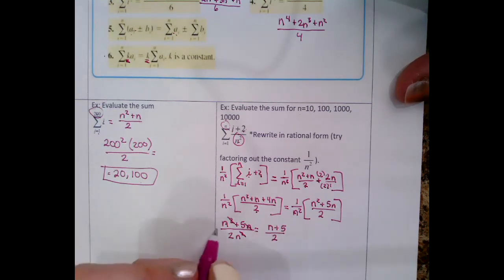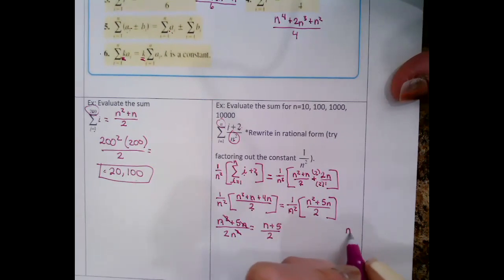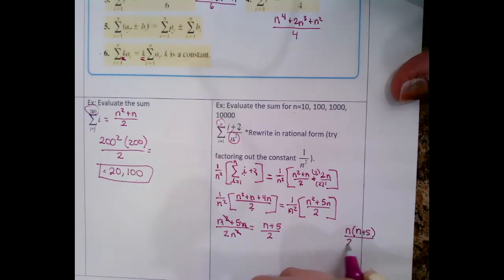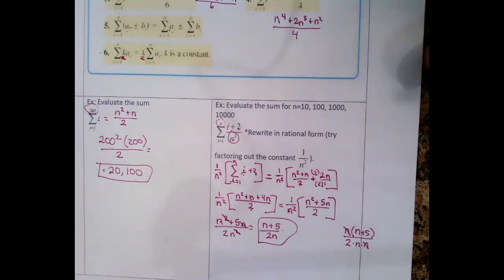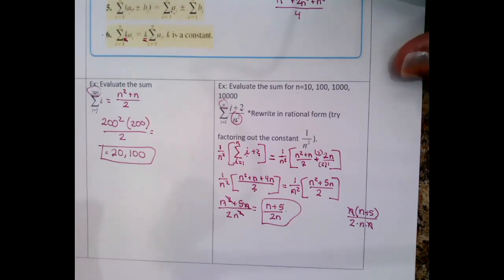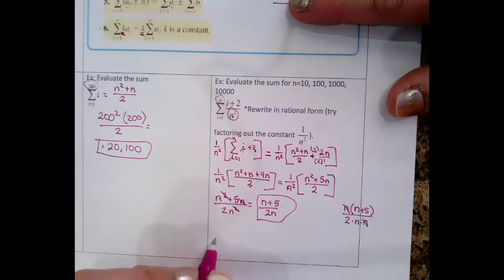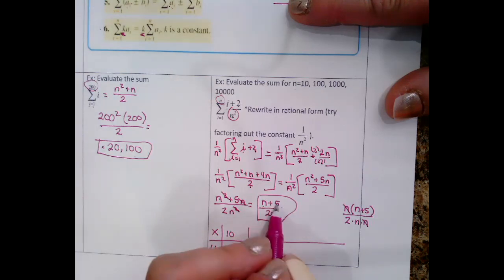And if you're uncomfortable doing that, then just pull an n out. So I'm going to come over here and show you guys that. So it would be n times n plus 5 all over 2 times n, because that's n squared, and then one of those would cancel. Okay. So now I have my final summation formula. Now I just need to figure out what it is at each of these values, 10, 100, 1,000, and 10,000. So I can just do an X and a Y, and I can just plug those values right into my calculator. Okay, so 10 plus 5 is 15.